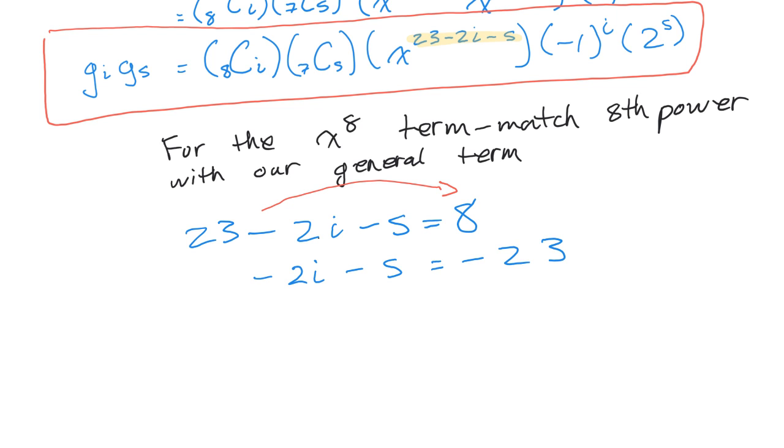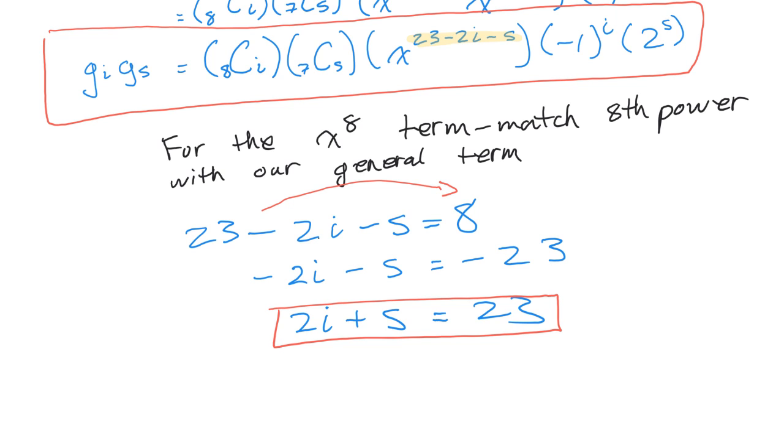Now, you know what? Let's make this easy. Let's flip all the signs for these equations here, and you're going to get 2i plus s is equal to 23. So all we have to do is find combinations of i and s that will add up to 23. That is what this is telling us. And then we can use that in our original equation that we have up here.